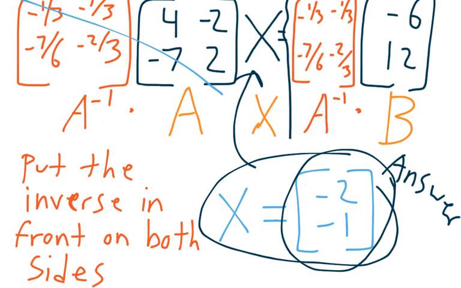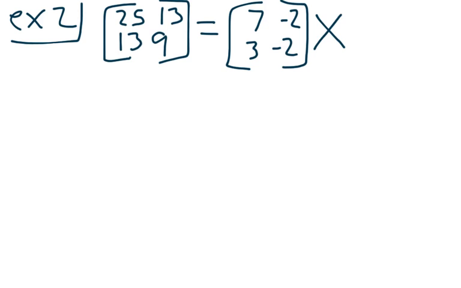Let's show one more. Here's my second example. So 25, 13, 13, 9, this 2 by 2, equals this 2 by 2, 7, negative 2, 3, negative 2, times some unknown matrix X. So I'm going to do the same thing here again. Find the inverse of this matrix and then multiply to both sides.